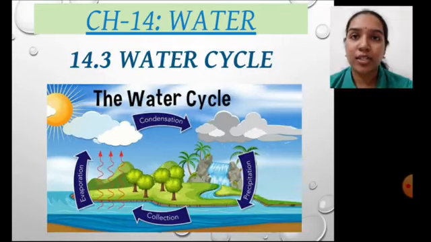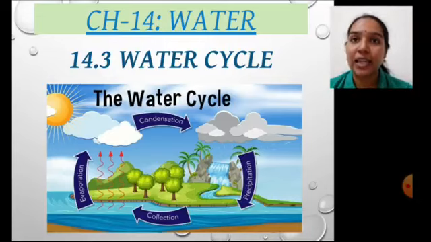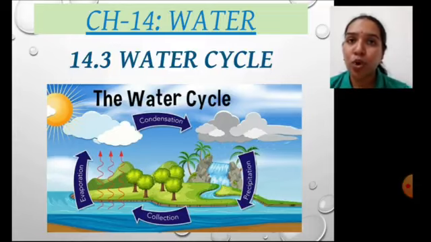What is the water cycle? The water cycle, which is also known as the hydrologic cycle, describes the continuous movement of water on, above and below the surface of the earth. Before we understand the steps involved in a water cycle, we have to understand some basic concepts.